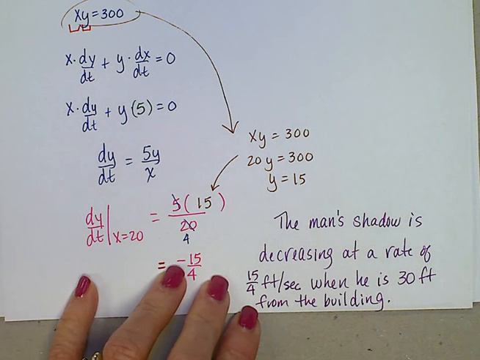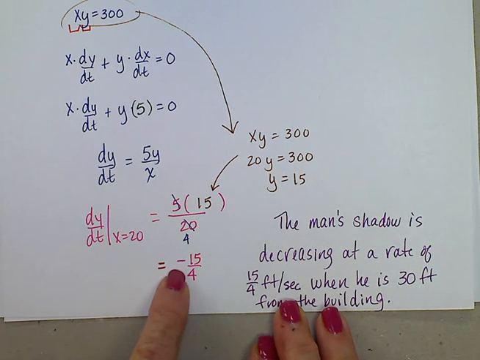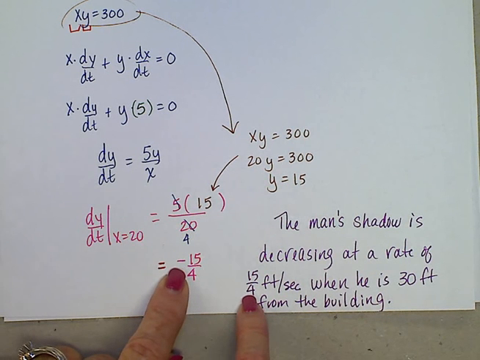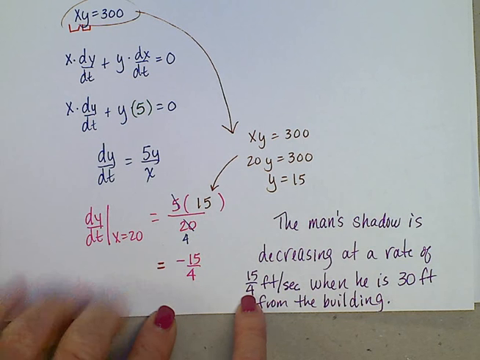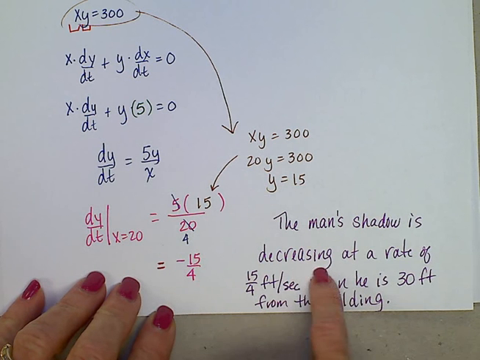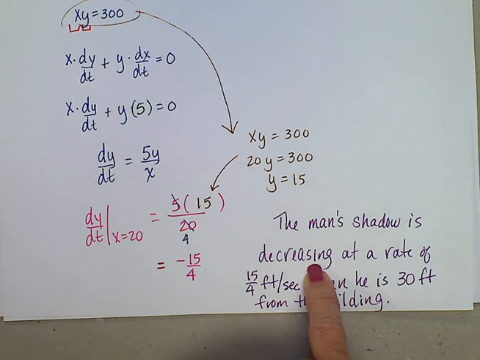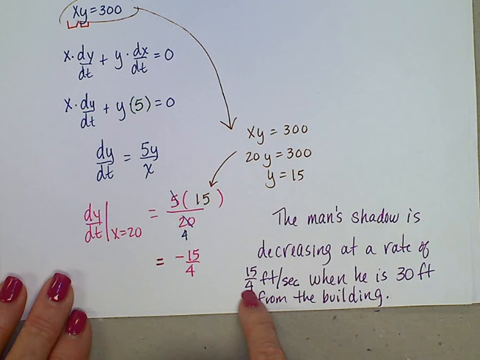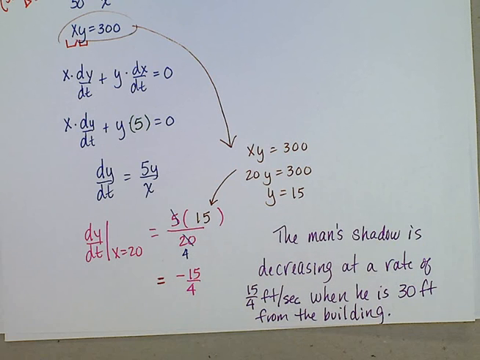All right, notice that our answer here in the work was negative 15 over 4, but I wrote positive 15 over 4 in here in the sentence because the negative is taken care of with this word decreasing. We could have said the man's shadow is changing at a rate of negative 15 over 4 feet per second, and that would be fine as well.